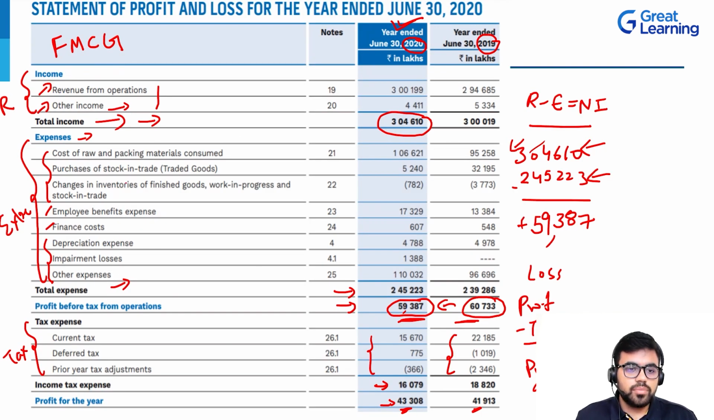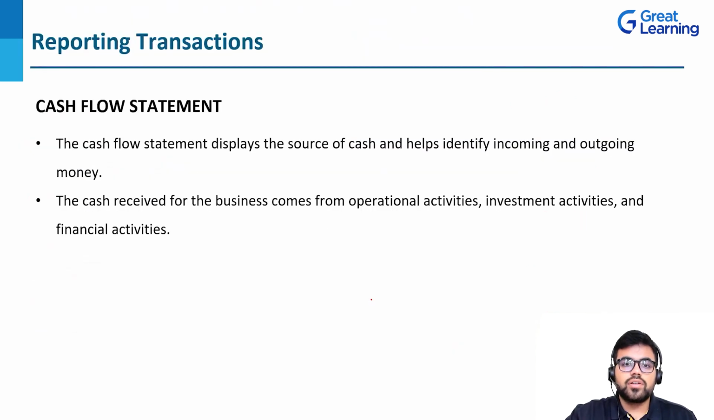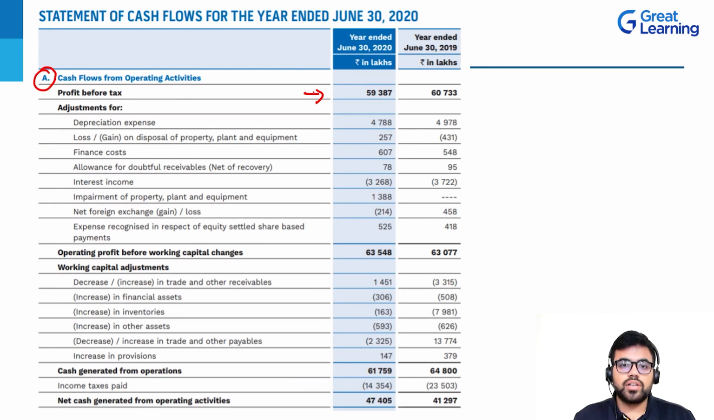So in the income statement, we had this profit before tax on operations, that was 59,387. Here we see that it is the same amount in the cash flow statement, carried forward from the income statement, 59,387. Now there are certain adjustments that are made. As you can see from here to here, all this would vary from company to company, sector to sector.